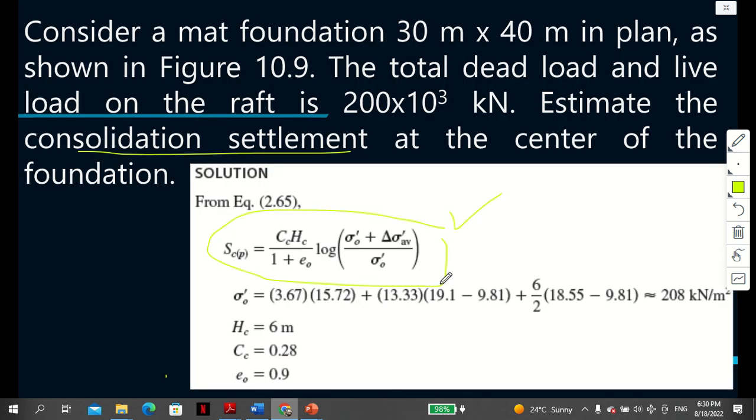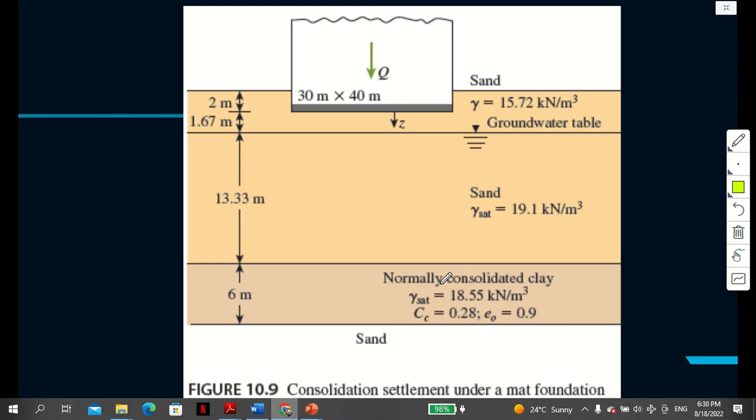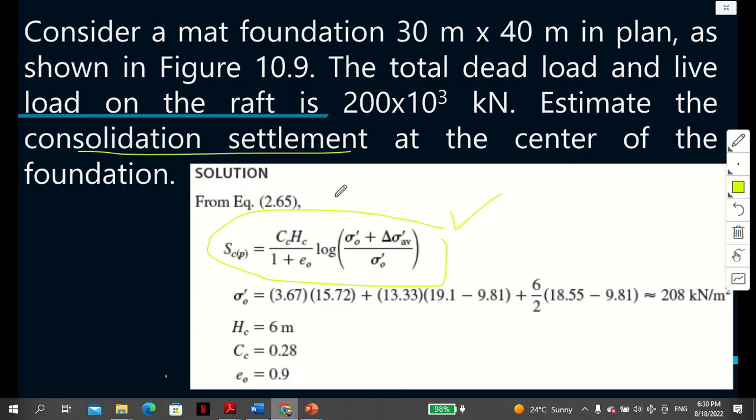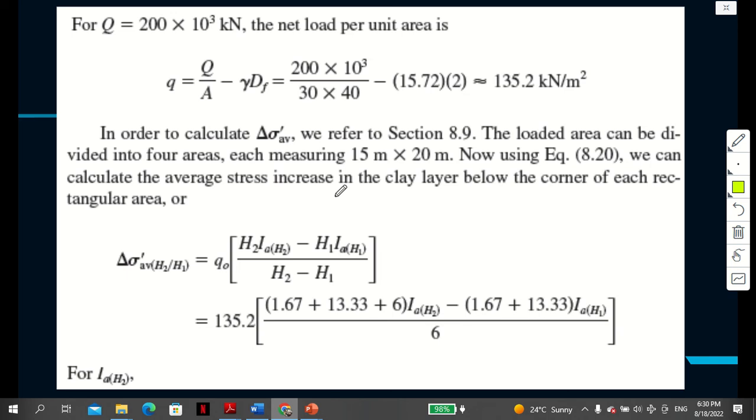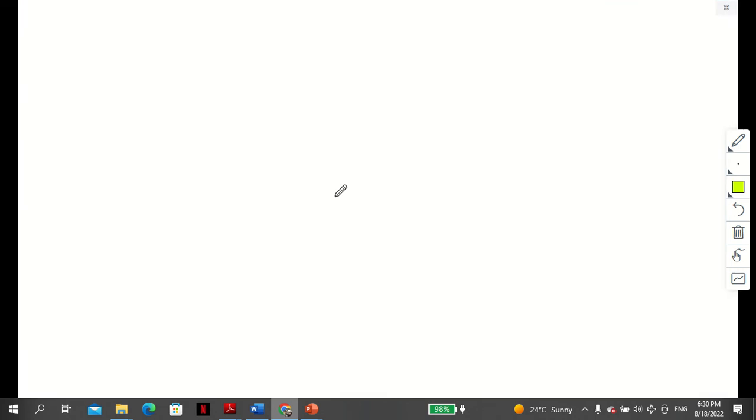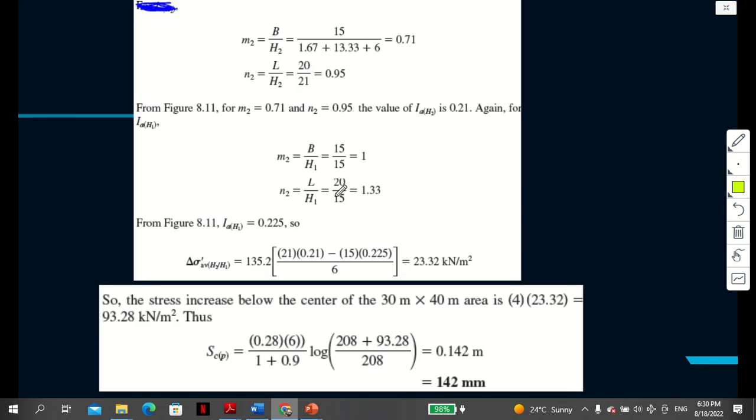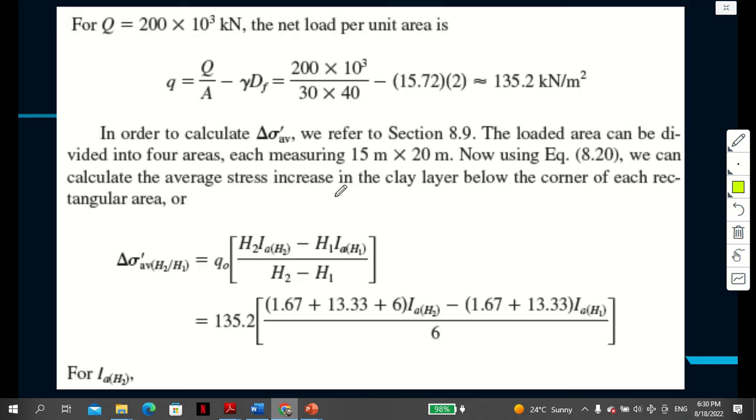Actually, it's very simple. You just need to know how to apply the formula there. The loading scenario here is just to help you know how to calculate the overburden stress. So you note this carefully. Otherwise, the calculation of consolidation settlement is something you should have already covered in some other classes.